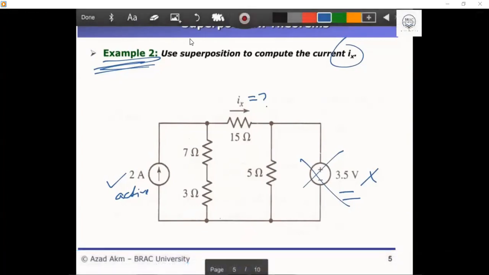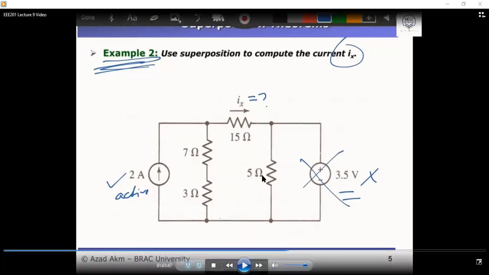Hey, real life class, do you understand? Yes, sir. Okay, now look, I'm going to show it step by step. You can easily do it. In the first experiment, the 2 ampere source is active, but the 3 volt source is deactivated. How to deactivate it? Can anybody tell me? Short or open? Short, sir. Good, excellent, because a voltage source should be shorted. And then what will the circuit look like?